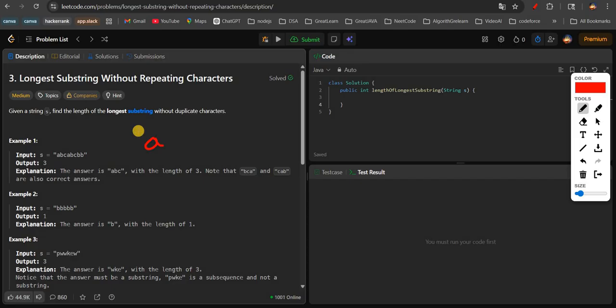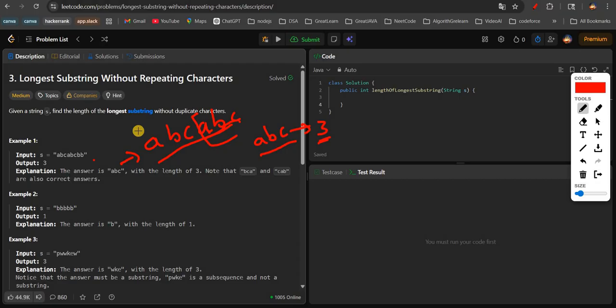For example, let's see ABCABC. If we find a substring from this string, okay, this is a substring, fine. But what they are saying is without a repeating character. In this, there are some repeating characters. A is there, B is there, and C is there. So without these repeated characters, that one we call a substring for this problem. For that, we consider only these A, B, C characters. So what is this length? 3. This is the result of this problem.